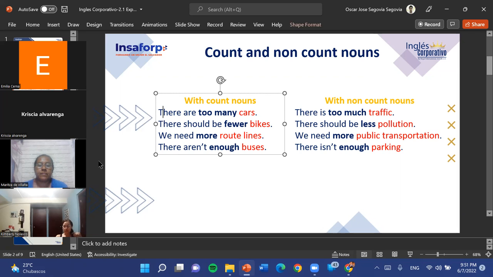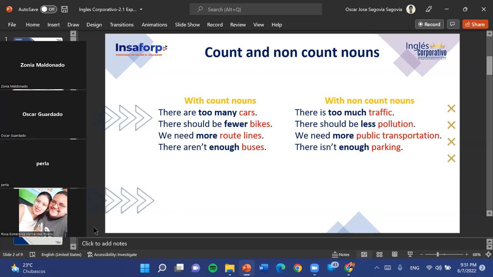So, very good idea. Instead of mentioning that we have more or less cars or bikes, what we should have is more driving schools. And also a good idea, we need more routes. Now, what do you guys think? Do we need more public transportation? What will be your opinion, Oscar? Do you think we need more public transportation in our country?